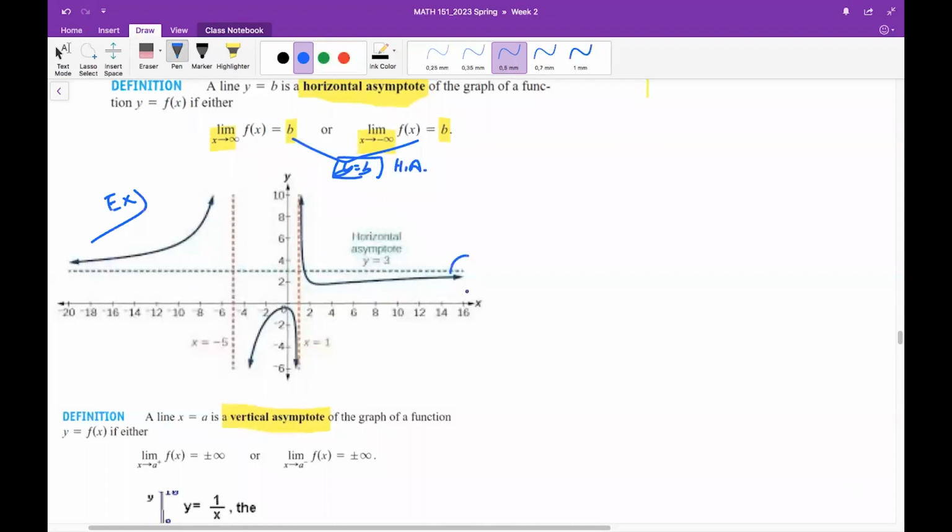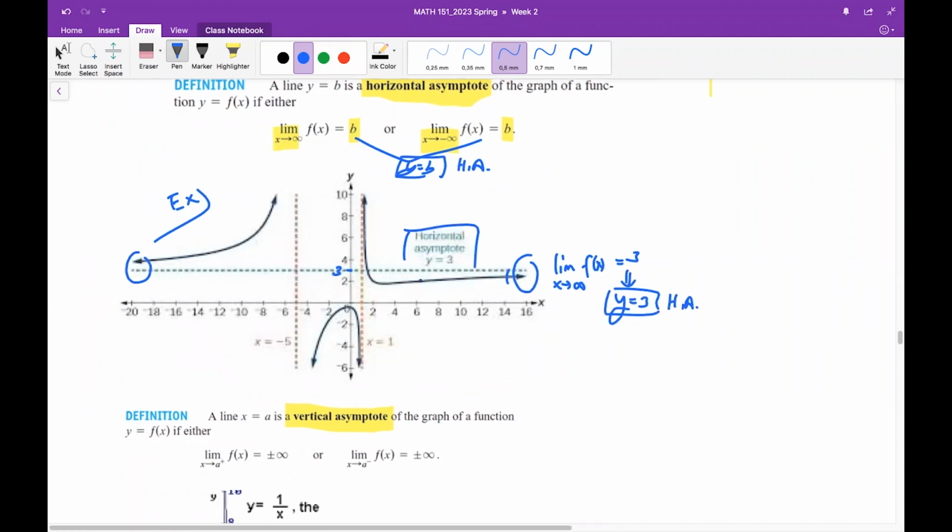This graph, okay, let's investigate the behavior around infinity and minus infinity. Here, what happens? The limit of this function as x goes to infinity is what? The values are getting closer to which value? This is 3. They get closer to 3. That's why y equals 3, this horizontal line, is a horizontal asymptote as it is indicated here. And also on the other side, the limit of your function as x goes to minus infinity is 3. So this dashed y equals 3 horizontal line is a horizontal asymptote for this graph.